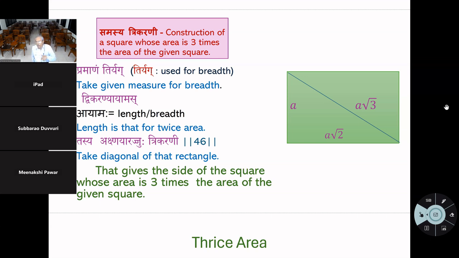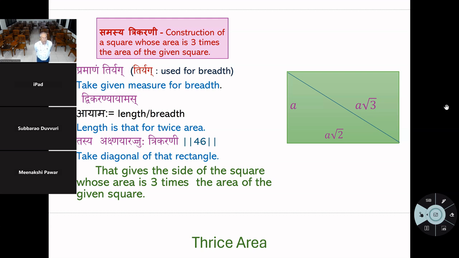Take that diagonal as one of the sides, that is the length. We can say length is A root 2. A root 2 we know now, it is written as A root 2, but it is the diagonal of the earlier square, which was used for the duplication of the square. So one side is A, other side is A root 2.